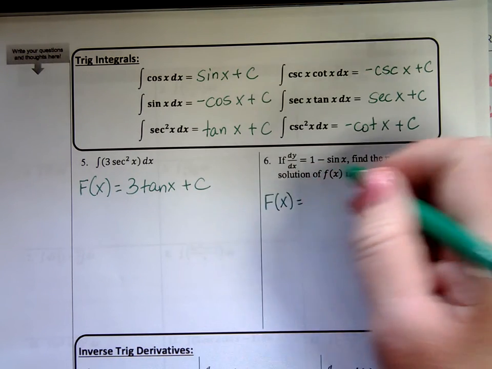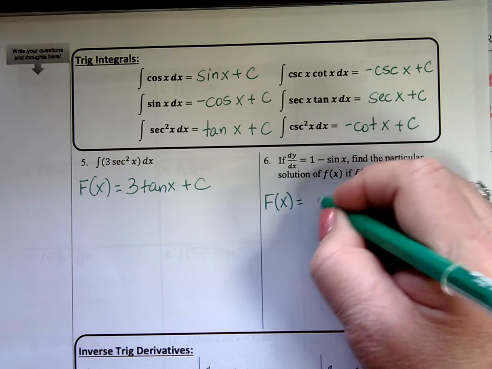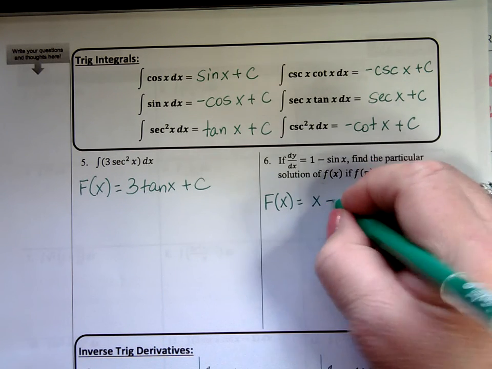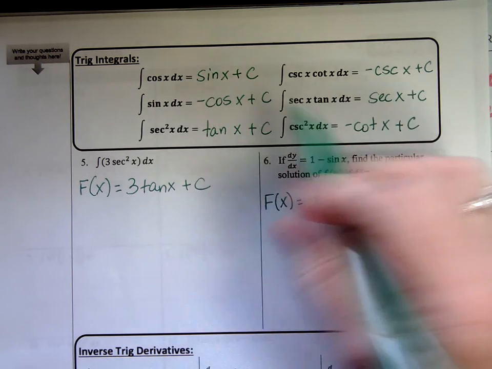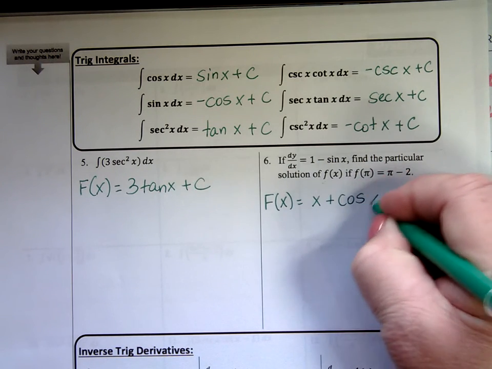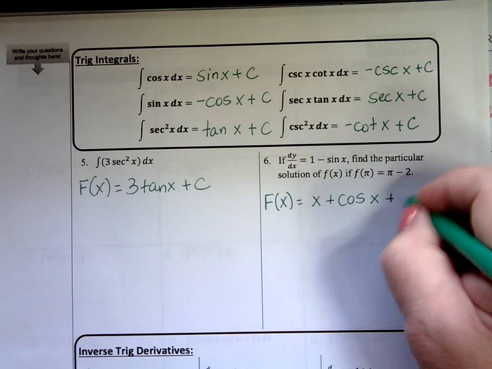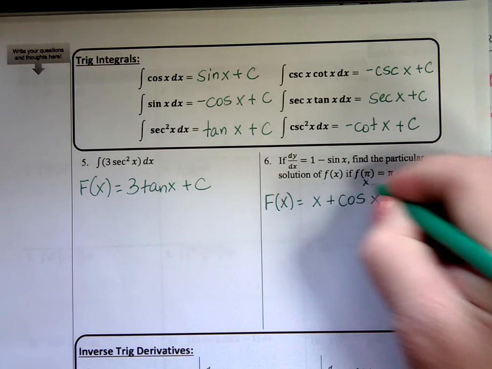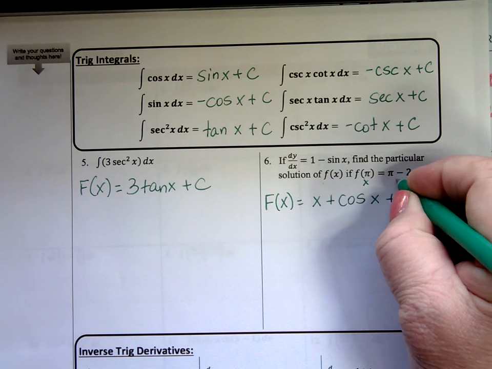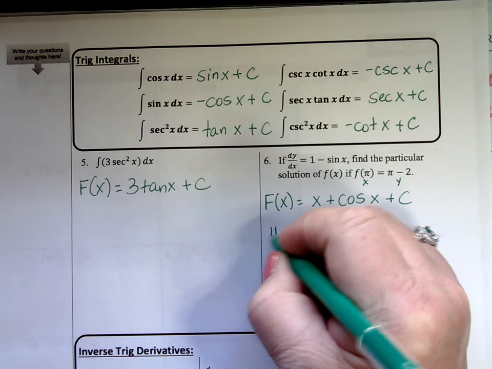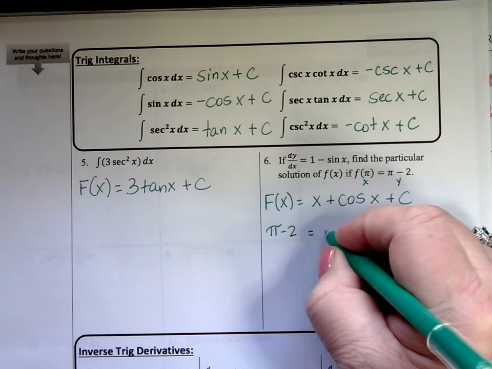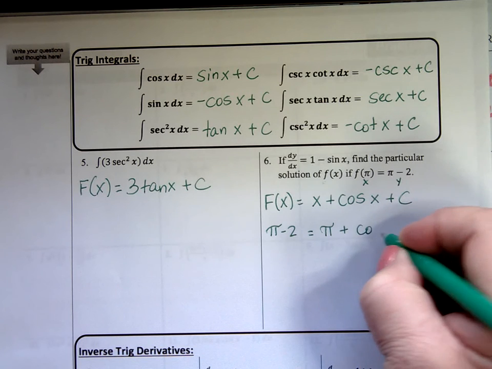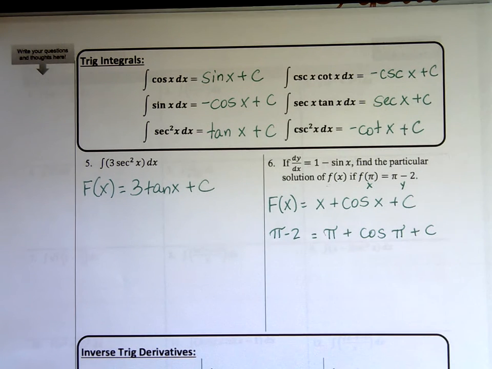For 1 minus sine, well, the antiderivative of 1 is x, and minus the antiderivative of sine is negative cosine, so make it plus cosine, plus c. But they gave you enough information to figure out what c is. When x is pi, y is pi over 2. All right, plug it in. Pi over 2 equals pi plus the cosine of pi plus c. And supposedly we should be able to figure out what c actually is like we did in the others.